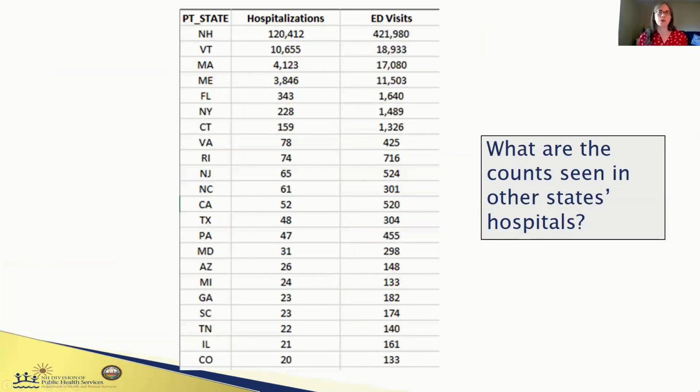This is a table of New Hampshire hospitalizations and ED visits in the two right columns, and the left column is patient state of residence. Of course, we see more New Hampshire residents than anybody in New Hampshire hospitals, and then our three neighbors are next, and the table actually goes all the way down to include all 49 other states.